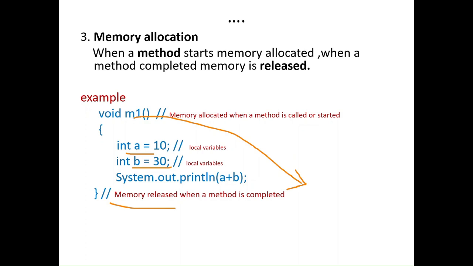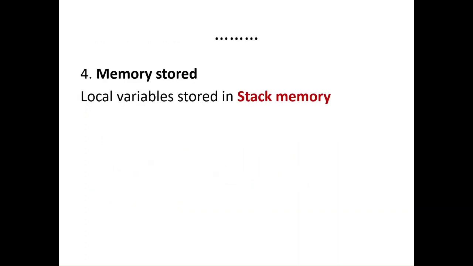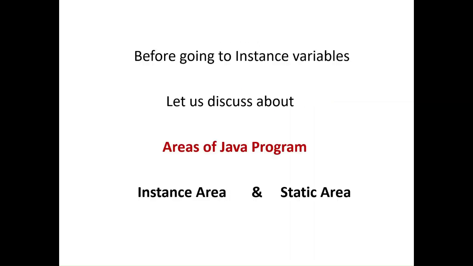So memory is allocated to a variable only when the method in which the variable is declared is called for execution. Once that is completed, the memory is released. This is the important thing you should know. In the memory, there is a particular place called stack memory. This is the place where the memory space is allocated for the local variable. So the memory is stored in stack memory.